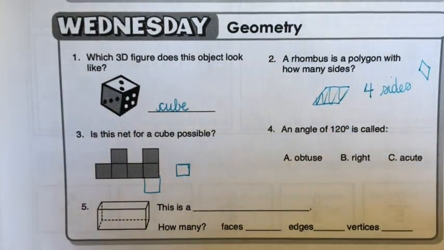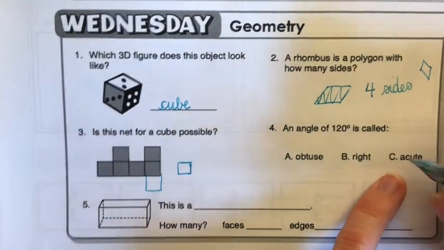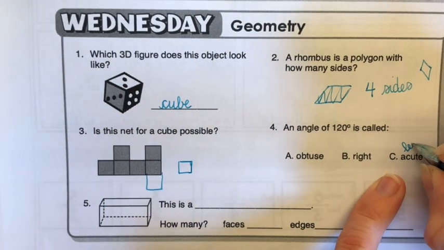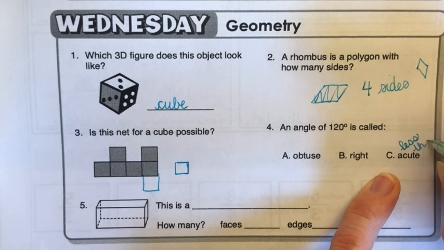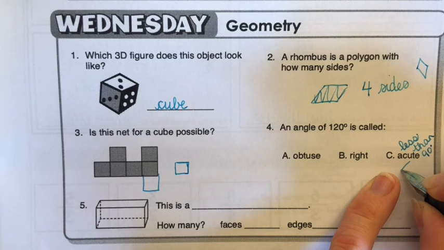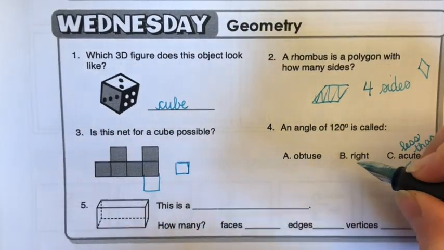An angle of 120 degrees is called right, acute, or obtuse. So think about the angles that we have learned. So we learned that acute is less than 90. So that's less than 90. A right angle is 90 degrees.